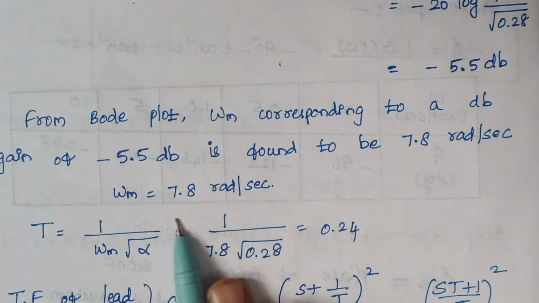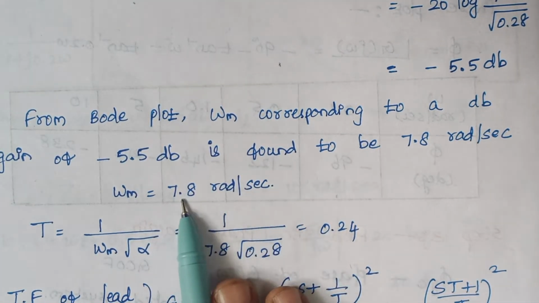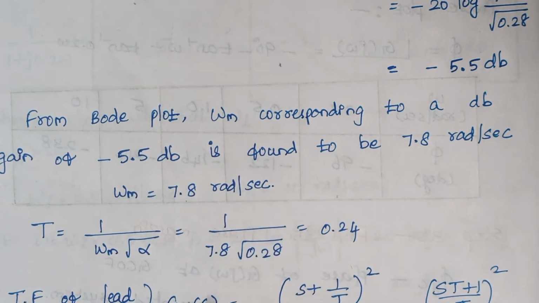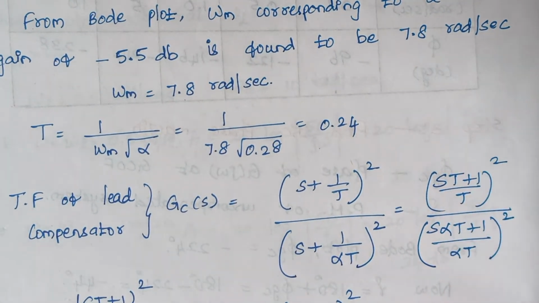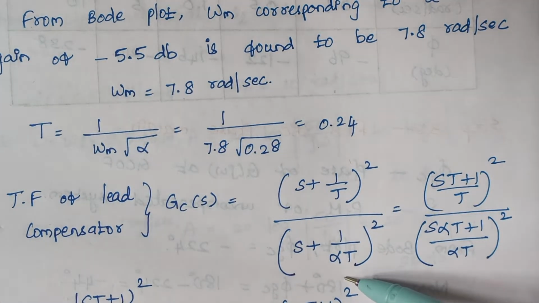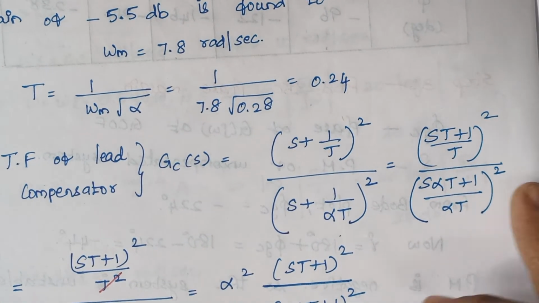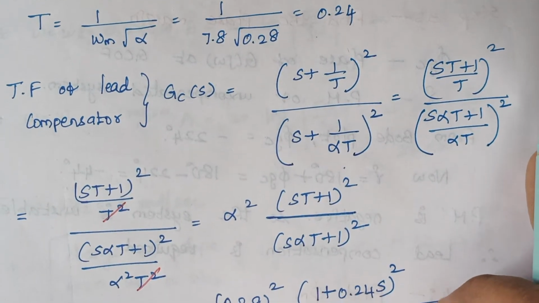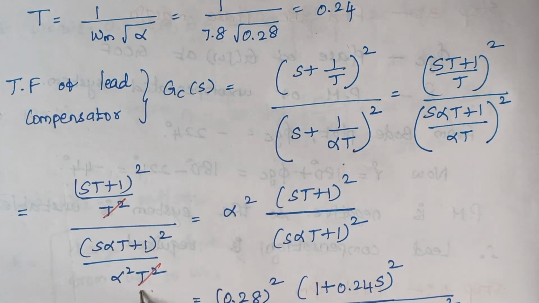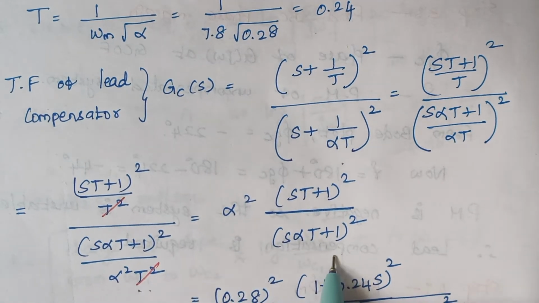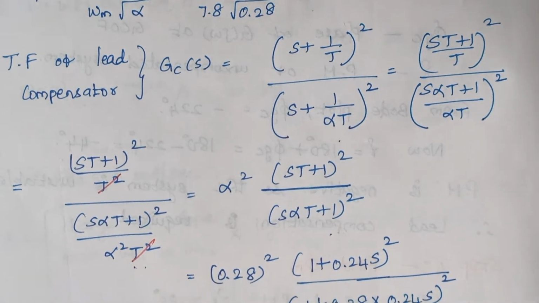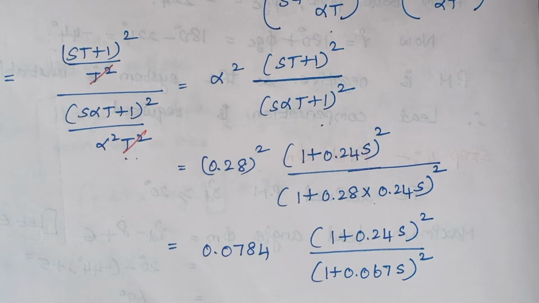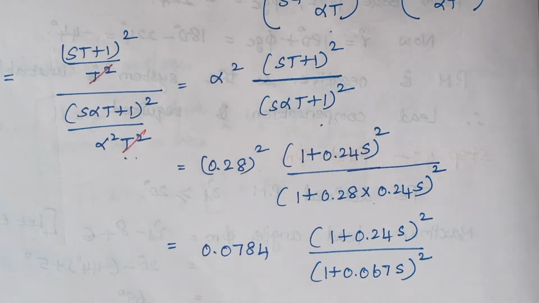So here omega m is 7.8 radian per second. Even if you get the value of 7.6 or 7.9, it's okay, right? Now just substitute it over here, and finally the value of T is 0.24. Then the transfer function of the lead compensator is given by this expression, right? Just take LCM inside, and you see the common terms are getting cancelled, and finally we have an expression like this. We know the value of alpha, we know the value of T, so just substitute it over here, and finally this is the transfer function of our lead compensator, right?